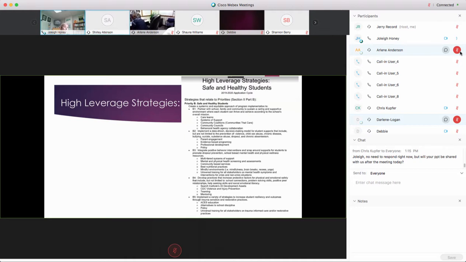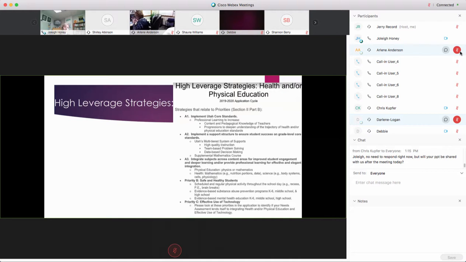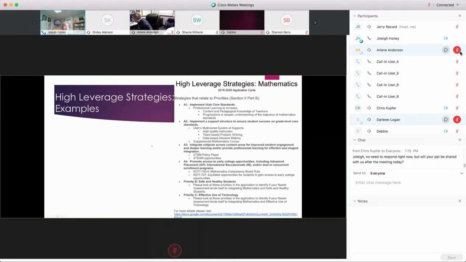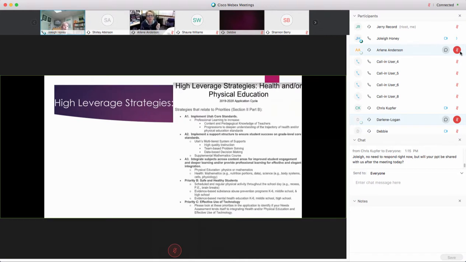And then just one more example is PE. Notice that there's the A1, A2, and A3 here, and a couple of us have also added from priority B some other things that you may be considering, and from priority C, the effective use of technology. The same thing is true with mathematics. We have the same comment for priority C. Please look at the priorities and identify if your needs assessment lends itself to integrating health and PE and effective use of technology, or if it lends itself to integrating math and the effective use of technology.